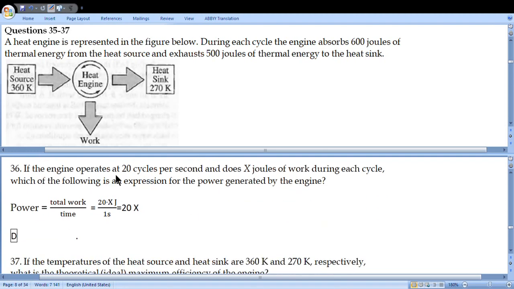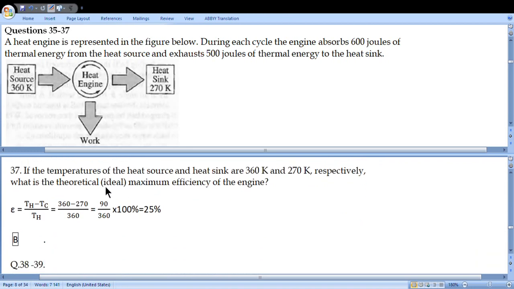If the engine operates at 20 cycles per second and does x joules of work during each cycle, which of the following is an expression for the power generated by the engine? So power equals total work divided by time. During 1 second we have 20 cycles multiplied by x, which gives us 20 times x joules of energy divided by 1, so 20x. So the expression 20x works for us.